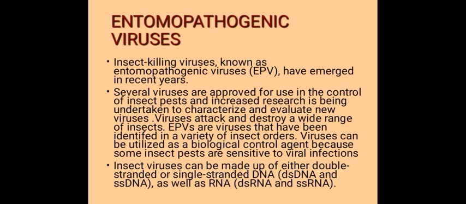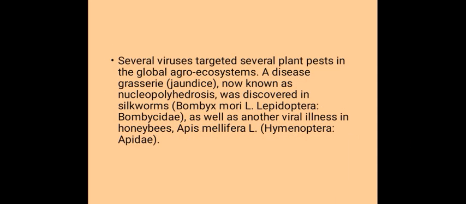Several viruses are approved for use in control of insect pests, and increased research is being undertaken to characterize and evaluate new viruses. Viruses attack and destroy a wide range of insects. EPVs are viruses that have been identified in a variety of insect orders. So, viruses can be utilized as a biological control agent because some insect pests are sensitive to viral infections. Then, insect viruses can be made up of either double-stranded or single-stranded DNA, dsDNA and ssDNA, as well as RNA, dsRNA and ssRNA. Several viruses targeted several plant pests in the global agroecosystems.